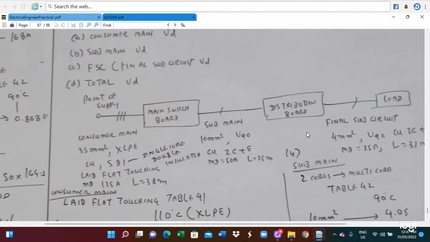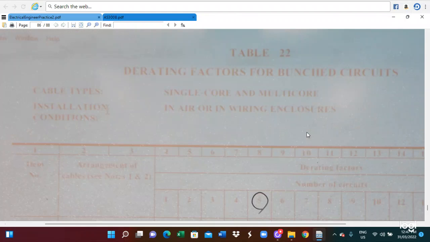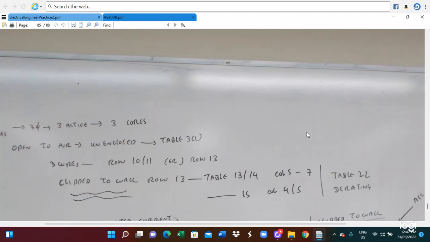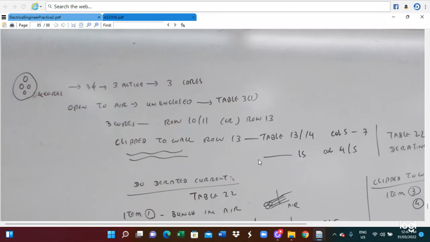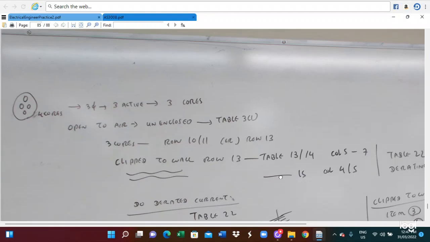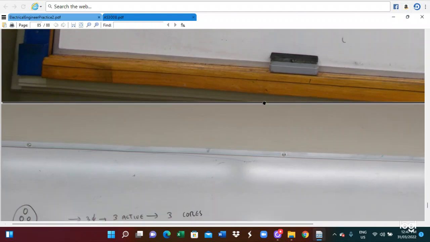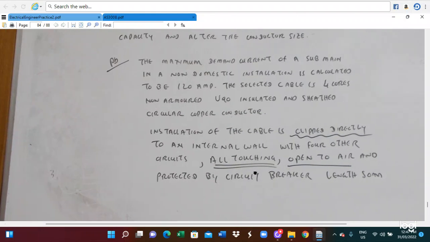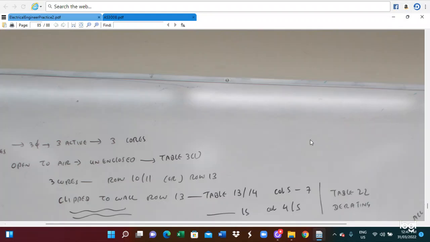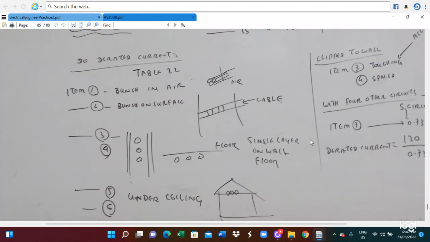So in this problem we have to find the derating factor. This is the way we can find out the derating factor. This is the maximum demand current we get, and this is how to find the derating factor.